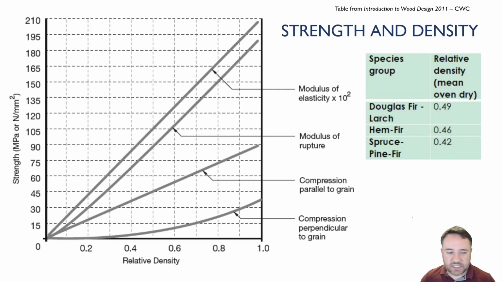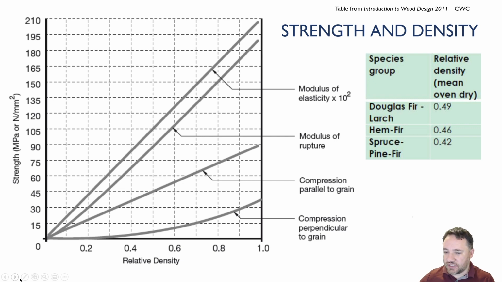Now, for different species, they obviously have different strengths, and we talked about hardwood and softwood before. And the strength of the wood is typically directly correlated to the density of the wood. So the more actual wood fiber material in this piece of wood, the stronger it's going to be, basically, per unit volume.